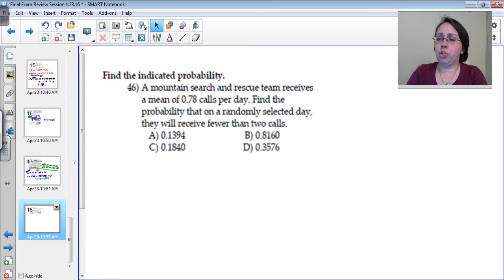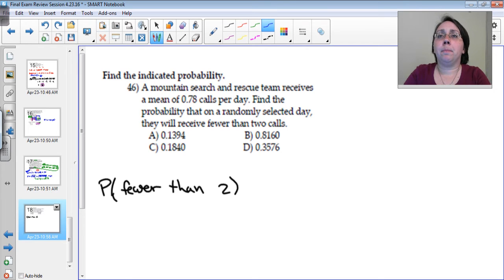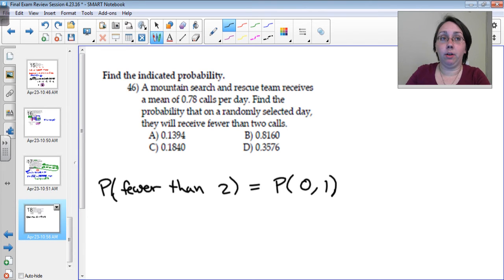A mountain search and rescue team received a mean of 0.78 calls per day. Find the probability that on a randomly selected day they will receive fewer than 2 calls. I remember something. So you have to do the probability of not getting any calls. Probability of 0 calls, yes, and 1, and that's it. Fewer than 2 would be 0 or 1.